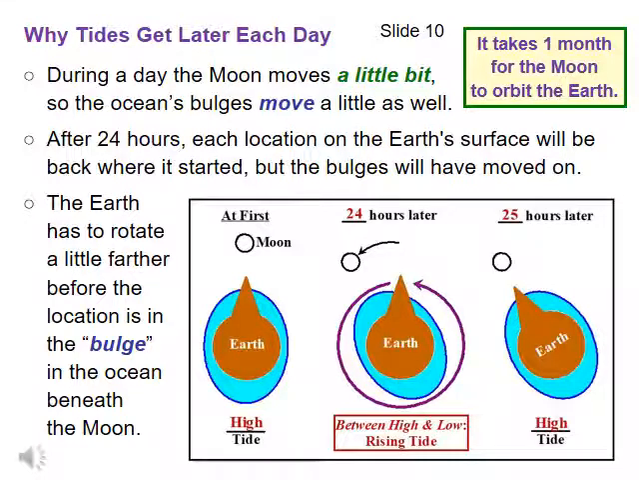The Earth needs to turn a little bit farther to bring the location of the island underneath the Moon and thus to high tide. The last picture on the right shows how a little extra rotation by the Earth will allow the island to catch up with the Moon and the bulge.